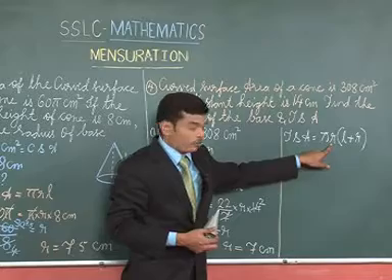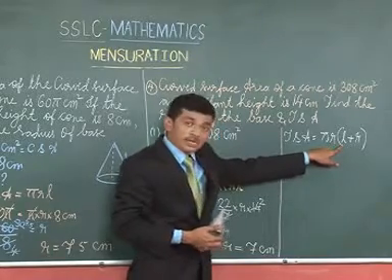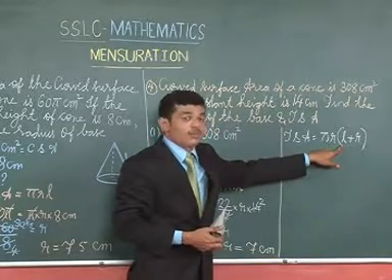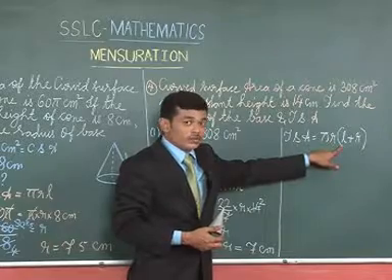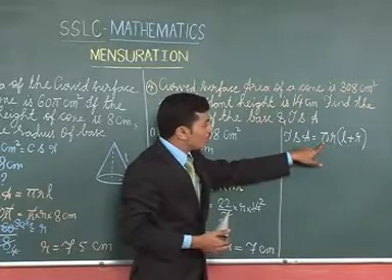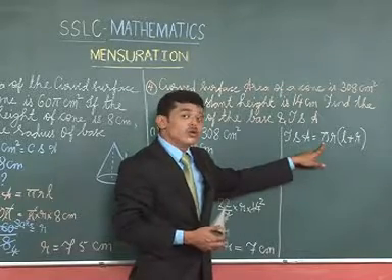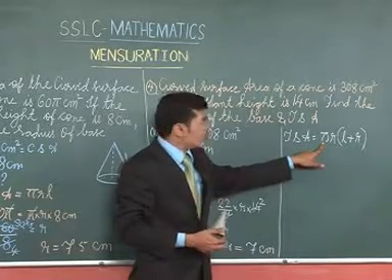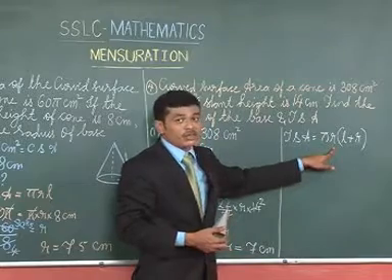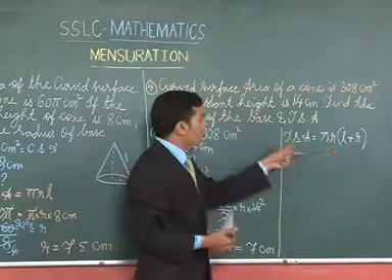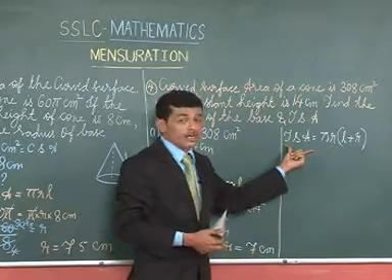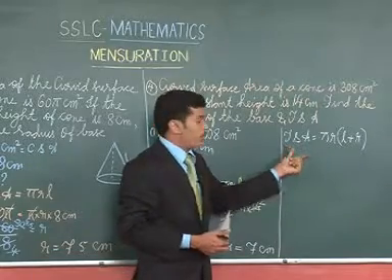Do we know the value of r? Yes, we have found it out. Do we know the value of L? Yes, it is given in the question. And do we know the value of pi? Yes, of course, it is a constant and it is equal to 22 by 7. So just substitute all the values in the given formula and you will get the total surface area of the given cone. Let us do it now.